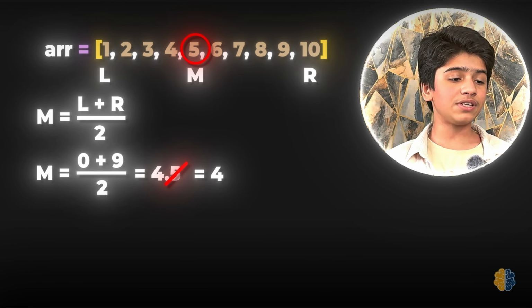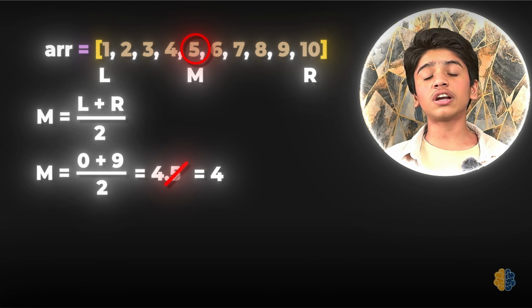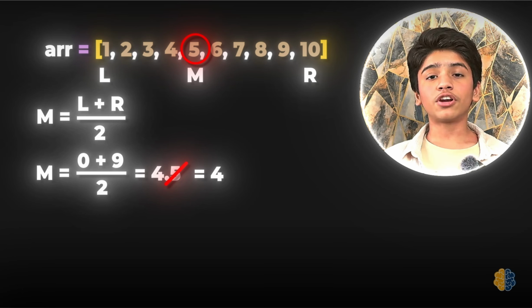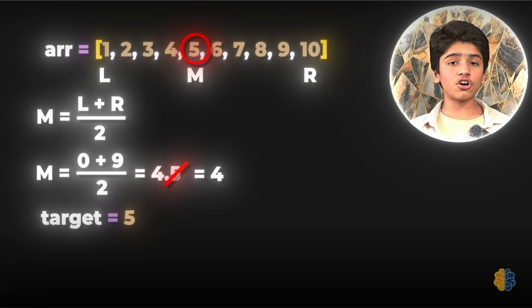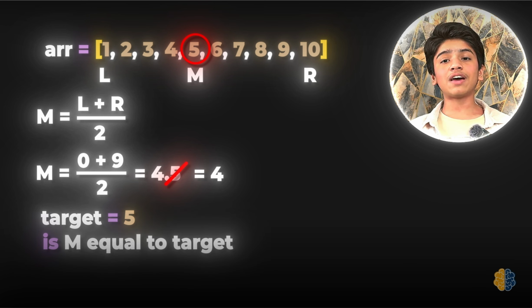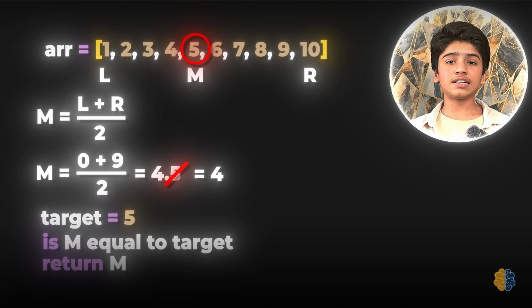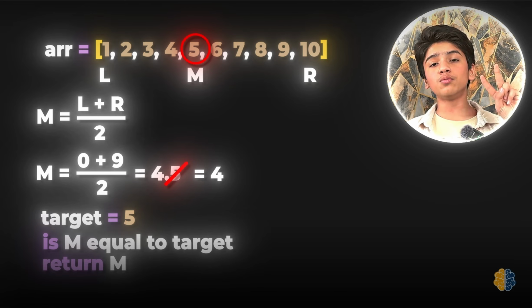The first one is we check: is the current value that we are on right now our target? For example, let's say we want to find 5 and our middle value in this case is also 5. If our middle value and the target that we are trying to find are the same, then we just return the index of the middle value. But if not, then we have to check for two more conditions.